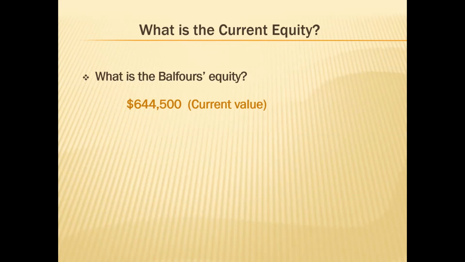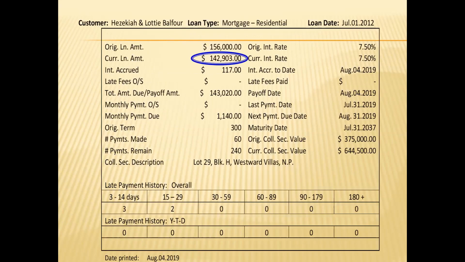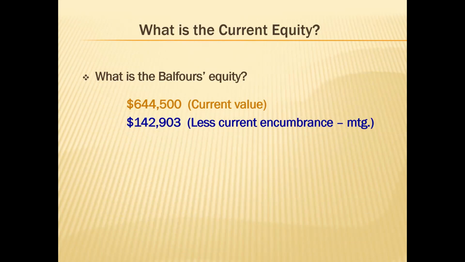142,903. Yes, and we get that from the top left of the mortgage statement. So 644,500 is our current value. The encumbrance that we are aware of is the mortgage, 142,903. We subtract them and we get equity of 501,597, which is quite a bit of equity.